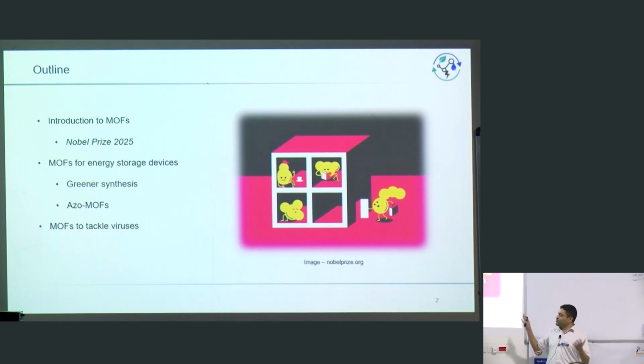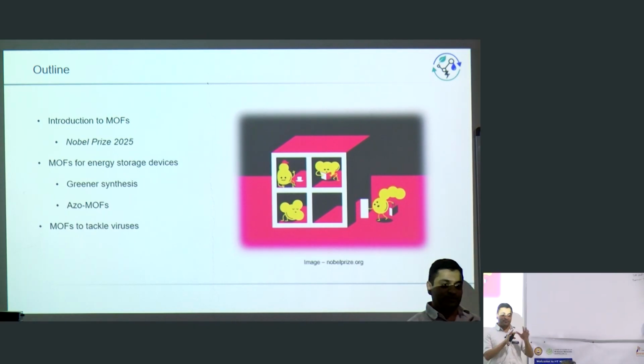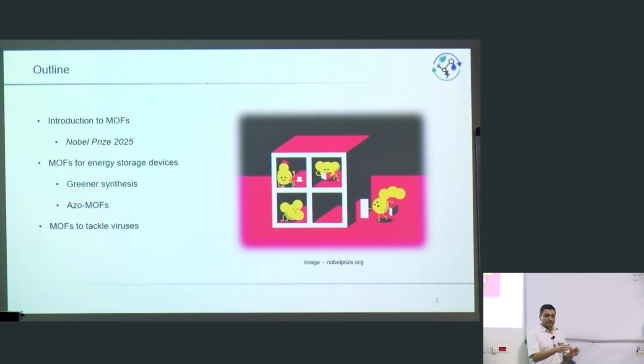You can imagine a MOF to be something like this. It's empty. It's got a structure. It's got an empty space in between. Gas molecules go inside. They can be used for catalysis. They can be used for something else, and then they can come out once their purpose is finished. So remember this image as we go along the slides because this will come in handy wherever it's needed.